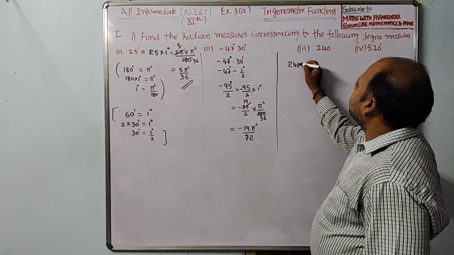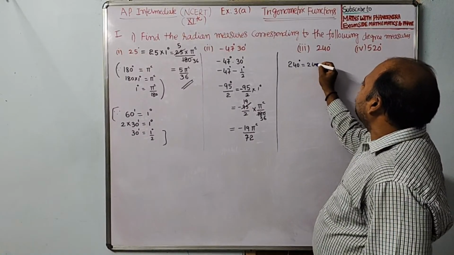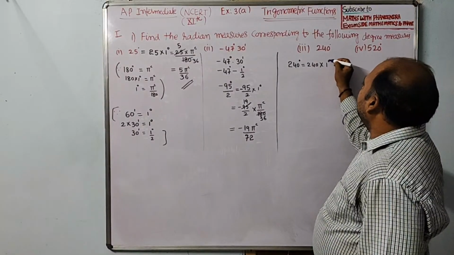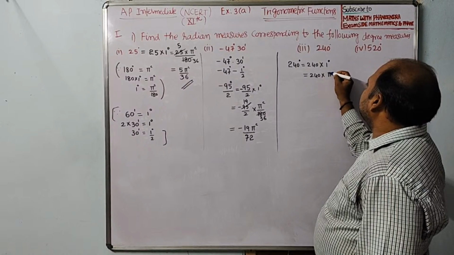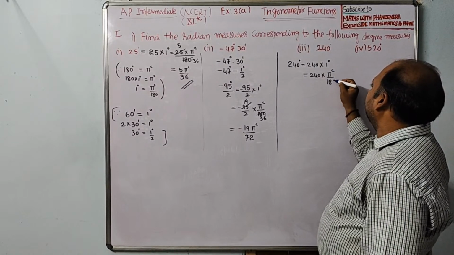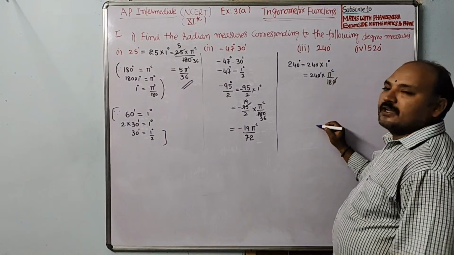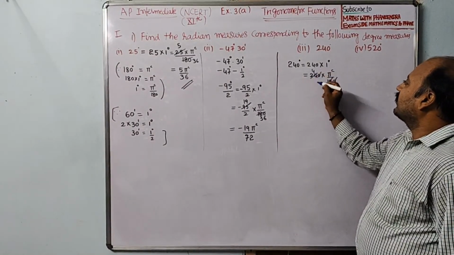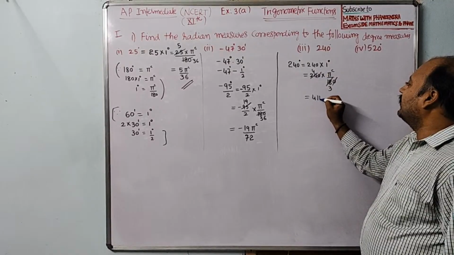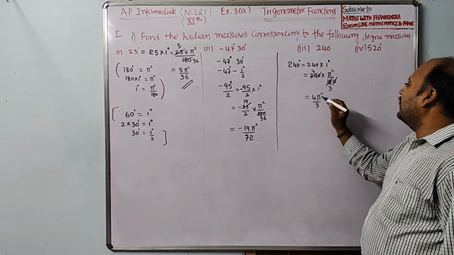Come to 240 degrees. So 240 degrees can be written as 240 into 1 degree. So 240 into 1 degree is pi radians by 180. Here 0 0 get cancelled. 6 3s are 18, 6 4s are 24. So 4 pi by 3. 4 pi by 3 radian.